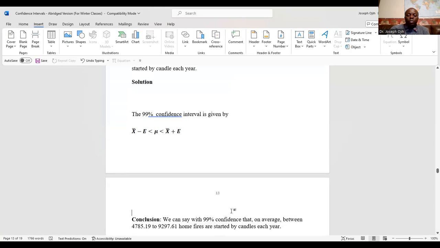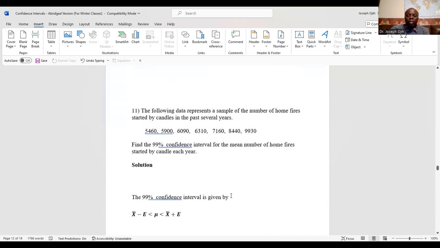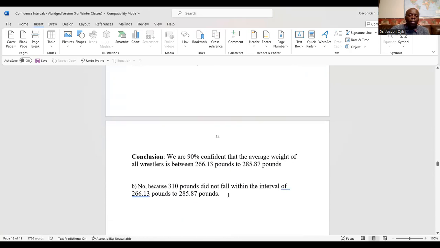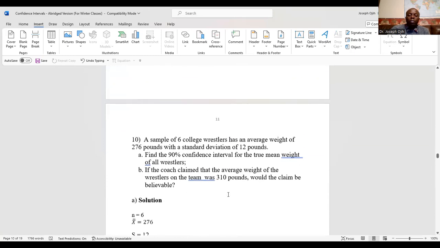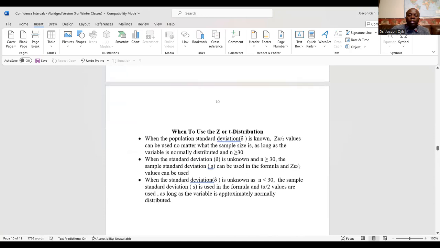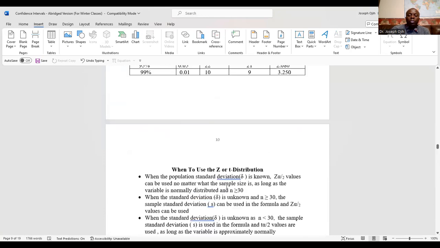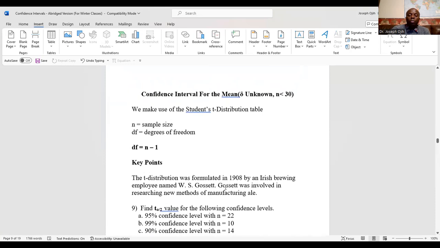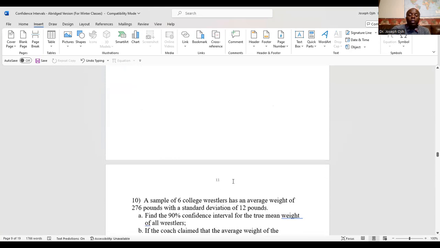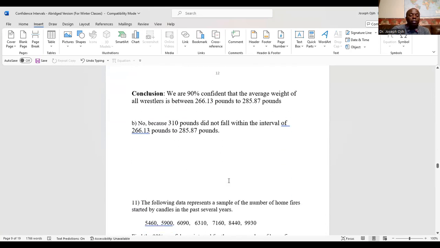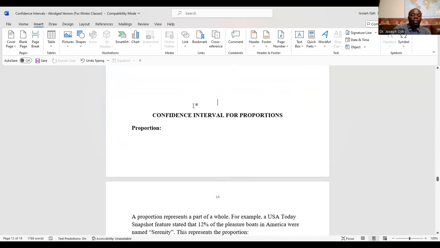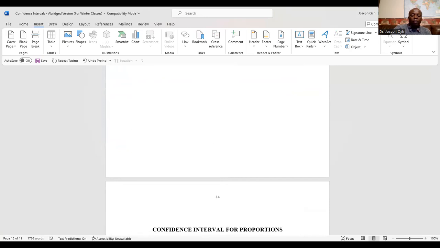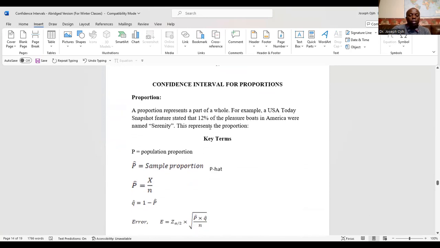I did two cases. Case one, where we have a large sample with the population standard deviation known. And then case two, where the population standard deviation is not known and the sample size is small. Now, when we come back next week, we'll begin the confidence interval for proportion. We're going to cover that next week.